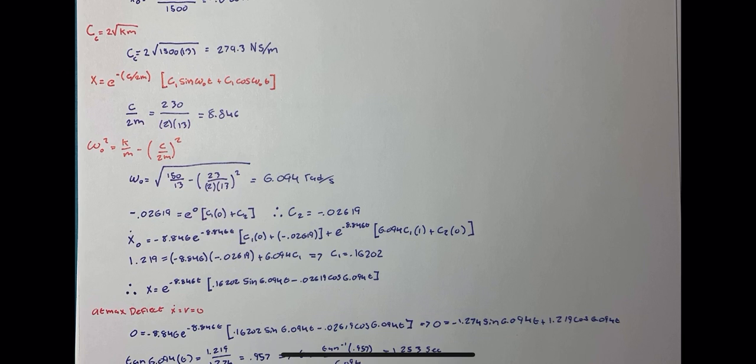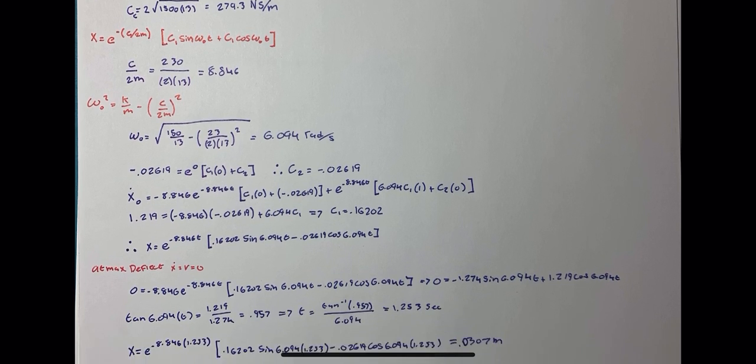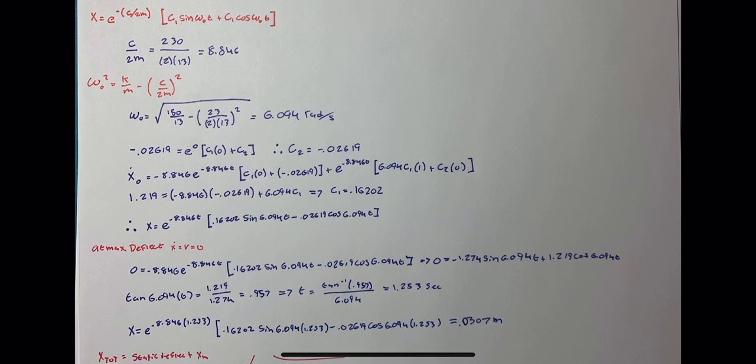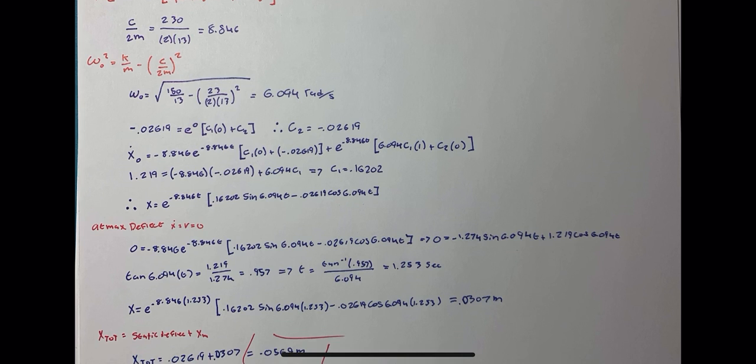We want to solve for c2, so we can plug in to our light damping amplitude equation, solve for c2, and get negative 0.02619 for c2. We'll have to take the derivative of that equation in order to solve for c1, which we can do. After we do that, we still have to solve for time because we haven't quite gotten everything we needed.